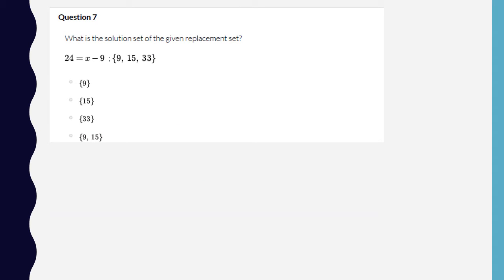Okay, our solutions here, they give us the option of 9, 15, and 33. Notice one option down here gives us 2 as solutions. So let's check that. 24 equals x minus 9. So if I plug in 9, which is our first value, 9 minus 9 is 0. So that doesn't work. So I can mark this one off, but I can also mark this last one off because 9 is not a solution.